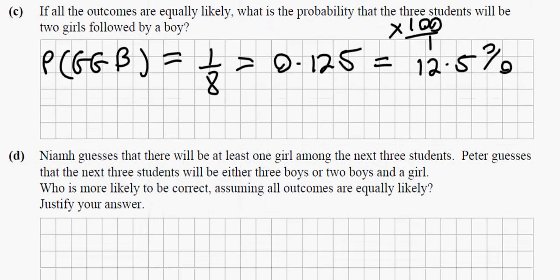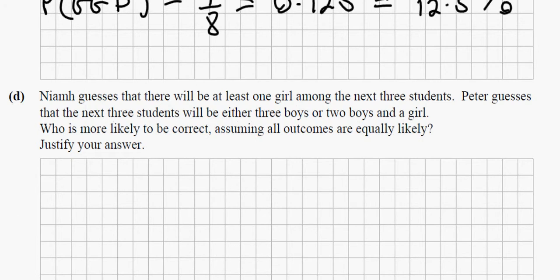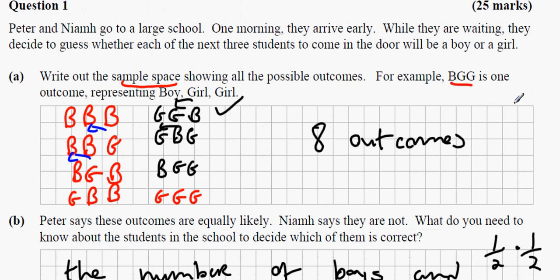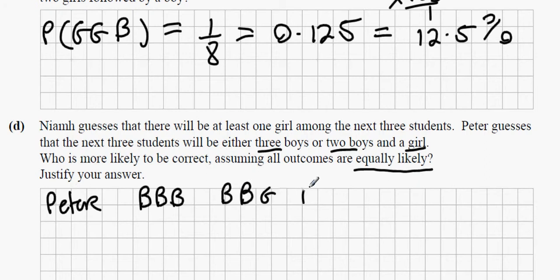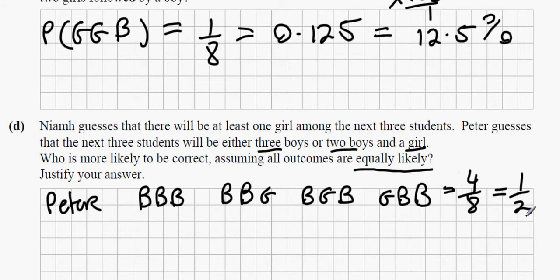Neve guesses that there will be at least 1 girl among the next 3 students. Peter guesses that the next 3 students will either be 3 boys or 2 boys and a girl. Which is more likely to be correct, assuming all outcomes are equally likely? For every outcome, there's a 1 in 8 chance, because it's 1 out of 8 outcomes. Peter wants 3 boys, so boy, boy, boy, or 2 boys and a girl, which would be boy, boy, girl, boy, girl, boy, and girl, boy, boy. Peter's guess covers 4 outcomes out of 8, which is a half, or 50%.